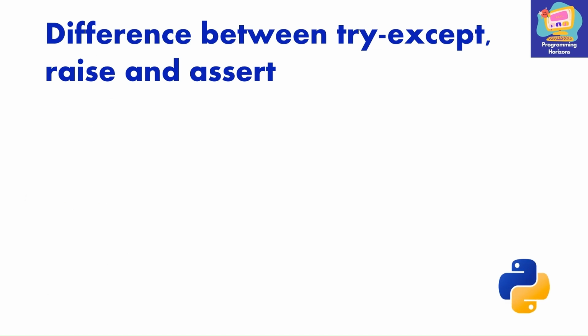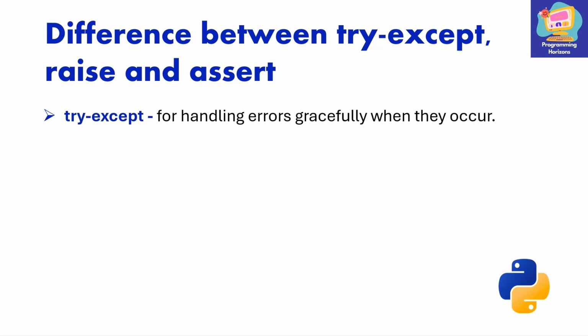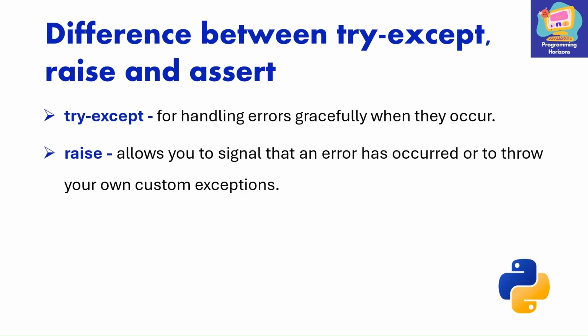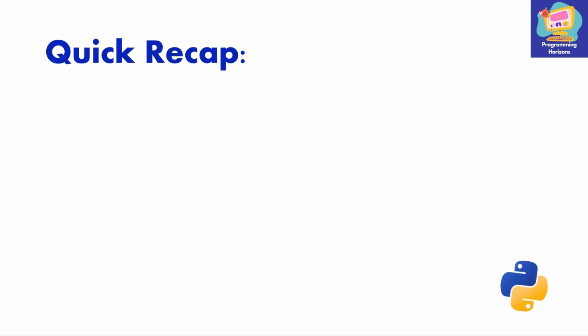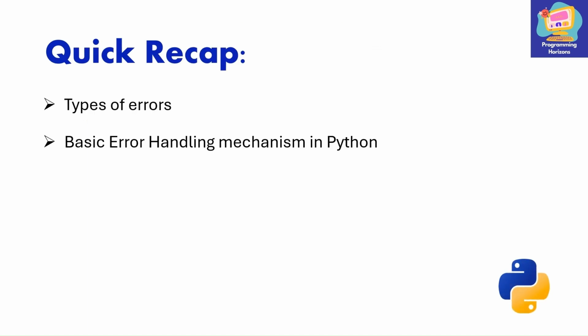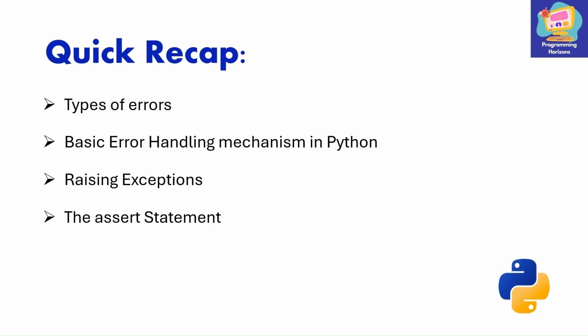Now let me throw some light on the difference between try except, raise and assert statements. First of all, try except is used for handling errors gracefully whenever they occur in the program. Raise, on the other hand, allows you to signal that an error has occurred or to throw your own custom exceptions. While the assert statement allows you to catch errors during the development process that should not occur if your code is correct. So guys, in this video we have learnt about errors and their types, basic error handling mechanism in Python, raising exceptions and the assert statement.